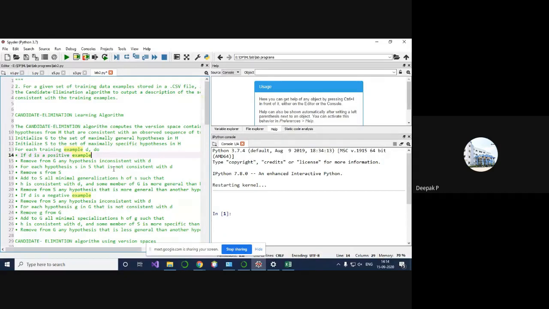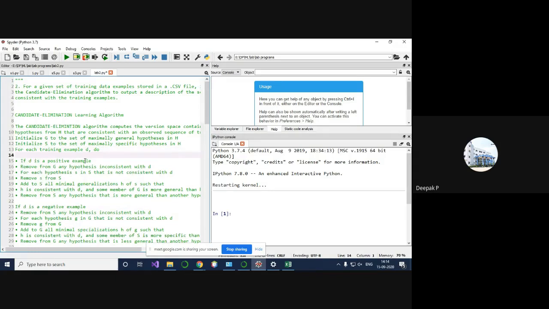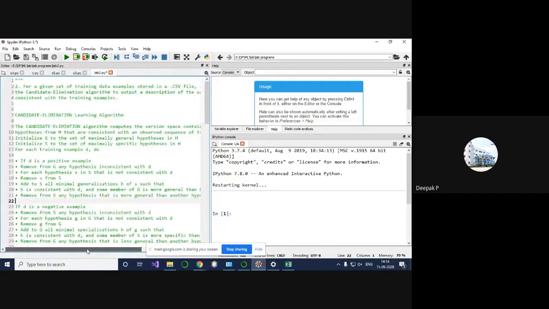Now suppose there is no data set, or an empty data set. That is also inconsistent, but we cannot take that data as input, because when there is no data, whatever hypothesis you perform, the general hypothesis remains all question marks and the specific hypothesis remains all null set symbols. So now what will I do? This is my first category. If D is a positive example, what should I do? Try to remember only the first category. Then the second one is very easy.